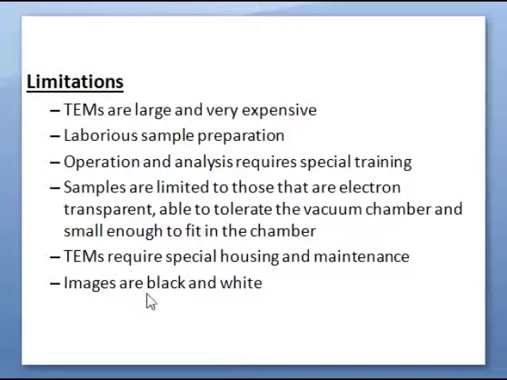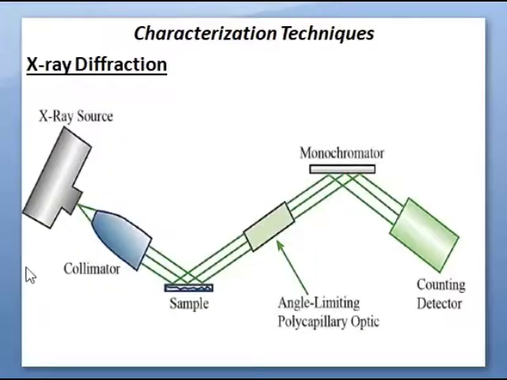Next, we will move on to the next characterization technique, that is X-ray diffraction. X-ray diffraction or X-ray powder diffraction is a rapid analytical technique primarily used for phase identification of crystalline material and can provide information on unit cell dimensions. Phase identification we have already studied in material science, where whether the material is amorphous or crystalline can be analyzed based on the orientation of atoms, based on the orientation of grains.